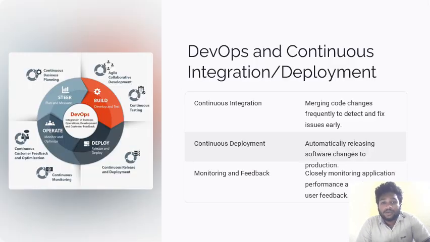Now let us see another model, that is DevOps and integration deployment. This includes continuous integration, continuous deployment, and monitoring and feedback. Continuous integration is merging code changes frequently to detect and fix issues earlier. Continuous deployment is automatically releasing software changes. Next, monitoring and feedback is closely monitoring the application performance and checking the user feedback.